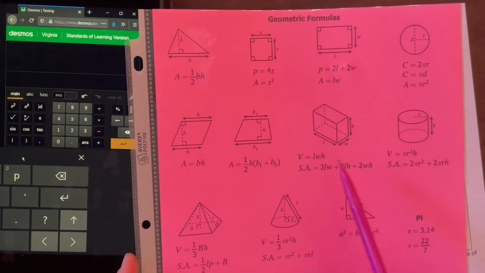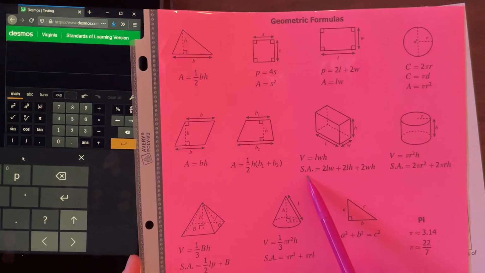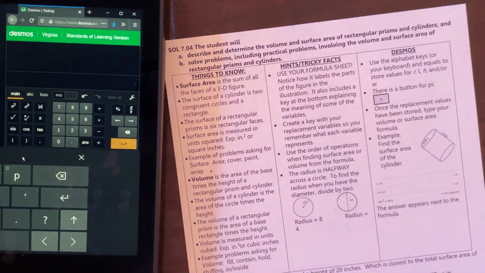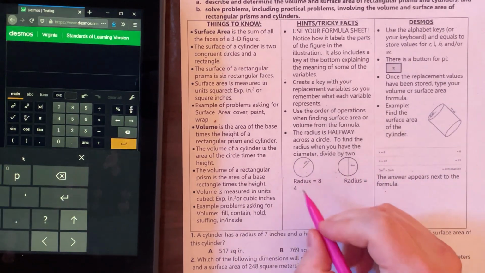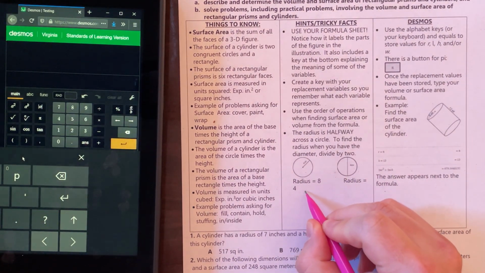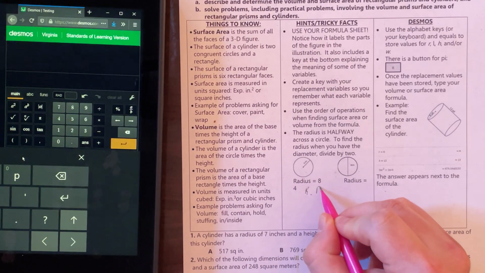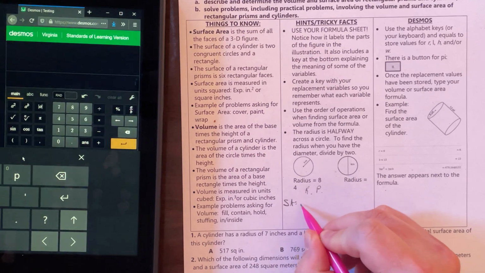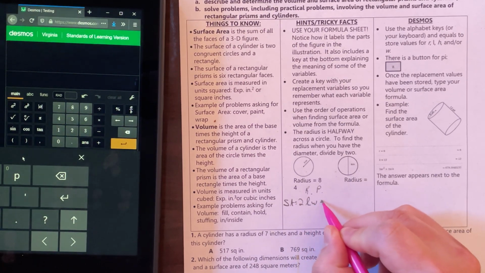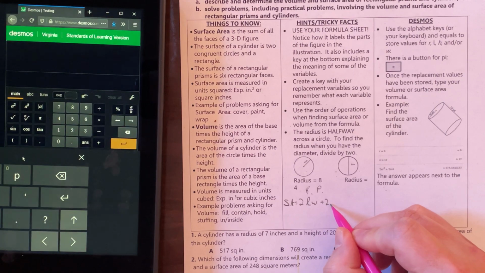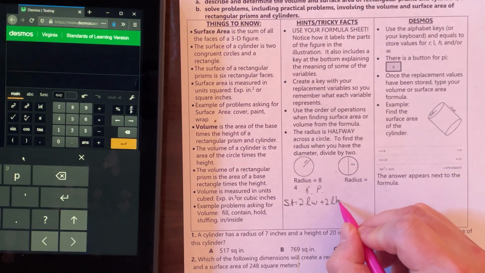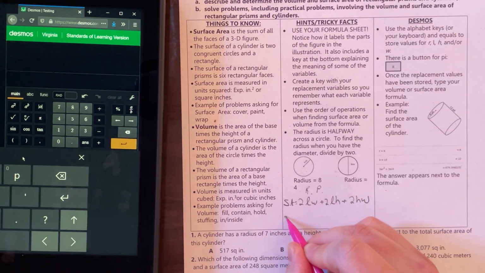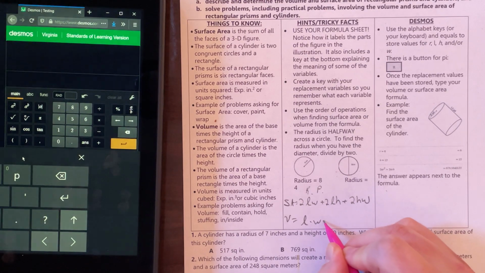What I can actually do is say, all right, I have my rectangular prism, volume, surface area, and I have my cylinder, volume and surface area, and I'm going to write those on the side here for you. So here I have the rectangular prism. For volume, actually let's do surface area first. It's going to be 2 times the length times the width plus 2 times the length times the height plus 2 times the height times the width. And then for the volume, we have length times width times the height.